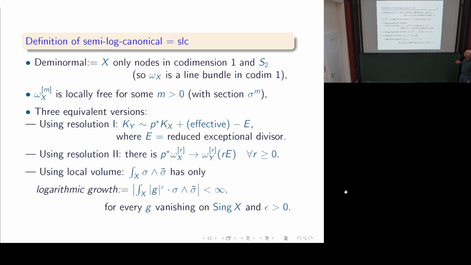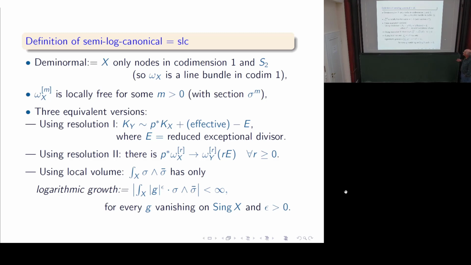This is a rather simple property. Then we need that some power of omega x is locally free, and it has a section sigma. Sigma is determined only up to a root of unity, so it's not exactly well defined, but it's okay up to a root of unity. Now there are three equivalent versions. There's a pullback version: if I take a resolution, then the canonical class of the resolution is the pullback plus effective, but now I can have simple poles, so at most simple poles along the exceptional divisors.